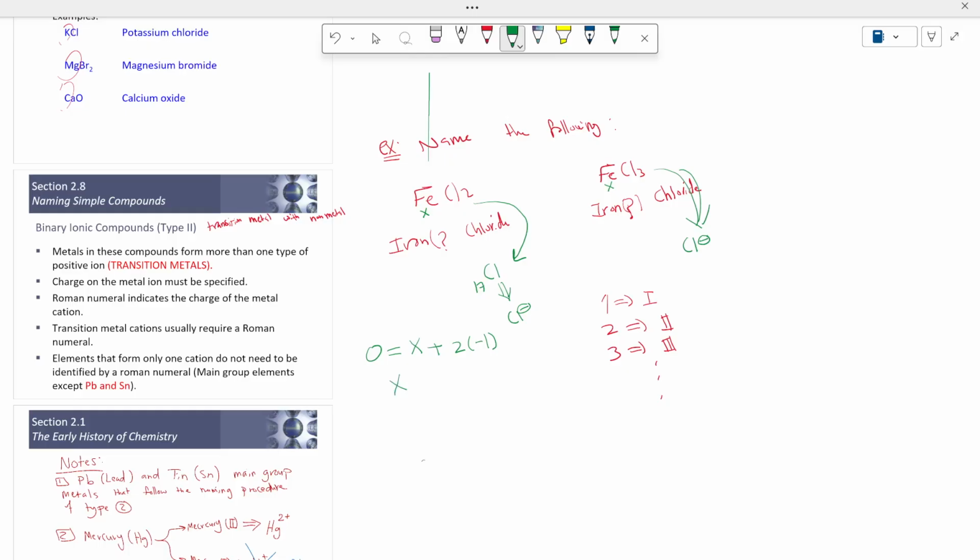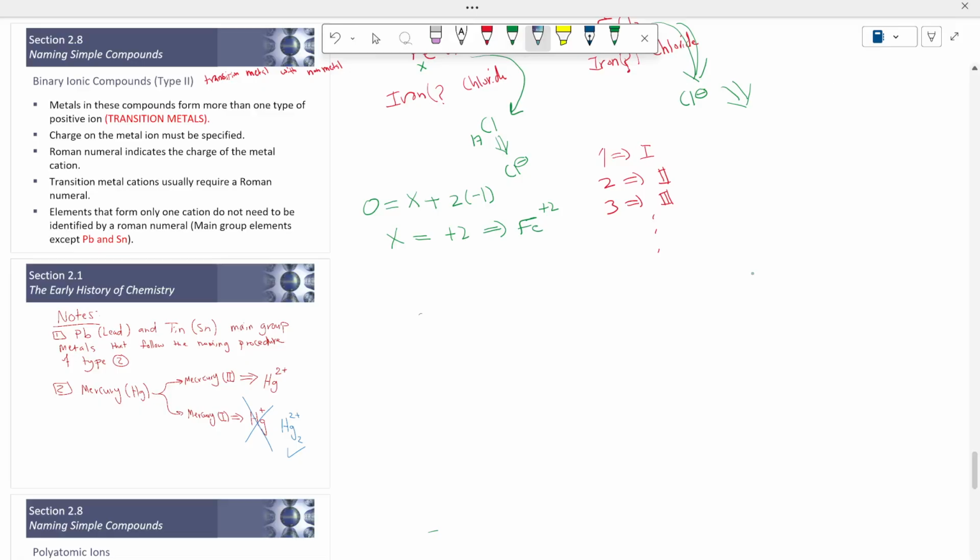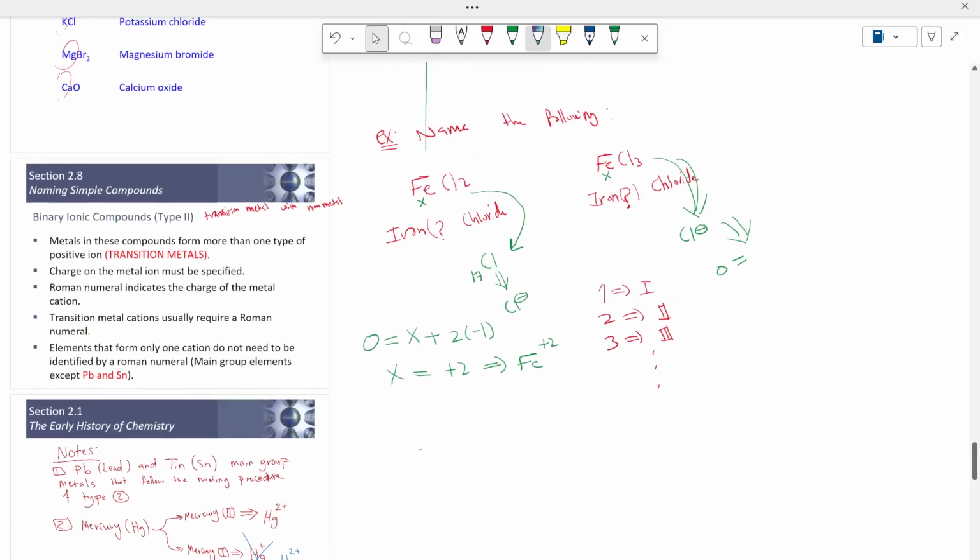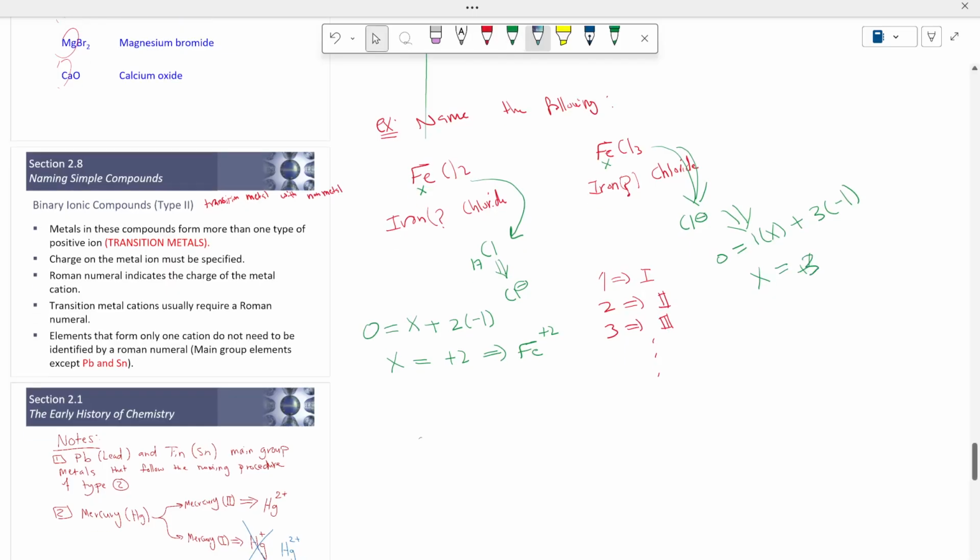Now this is a simple equation. You can solve it in terms of X. So X will be +2, which means the charge of iron in this compound is Fe plus 2. Do the same for the other. The total charge is 0 again. Here we have 1 iron atom with X charge, and 3 chlorides with a charge of -1 each. So X is +3.